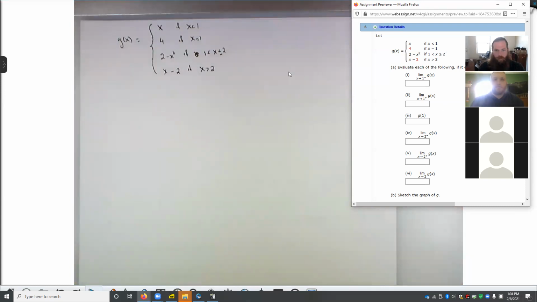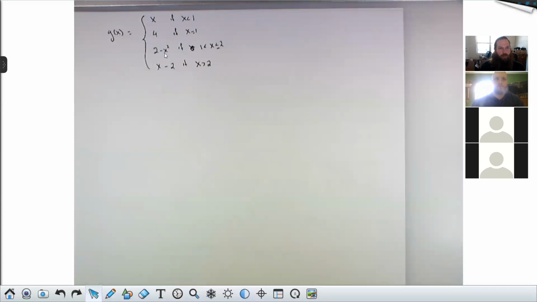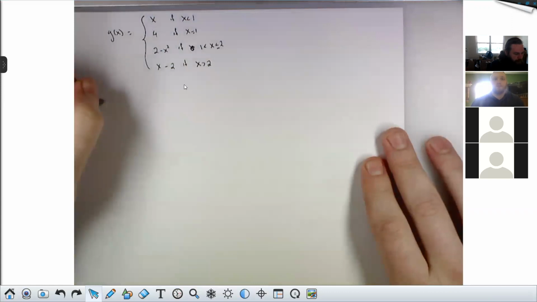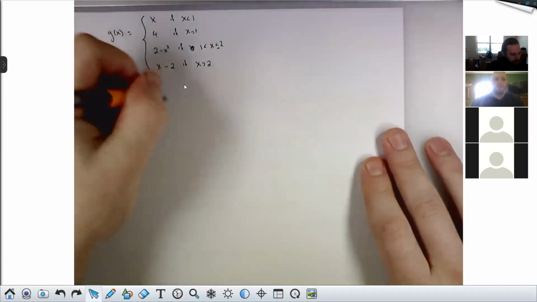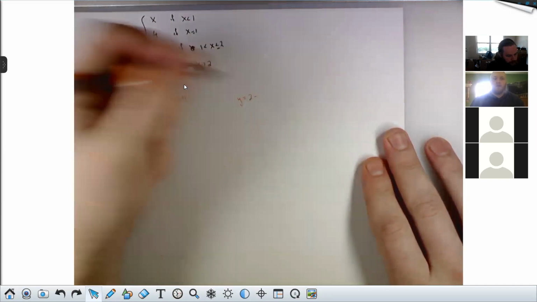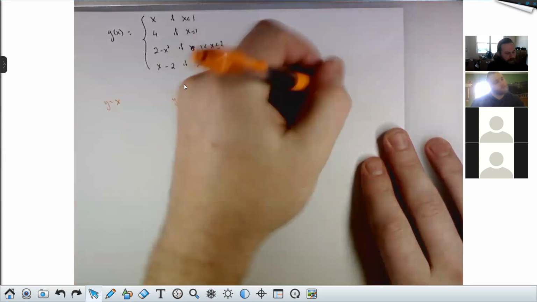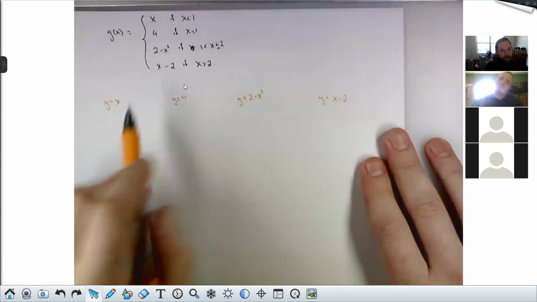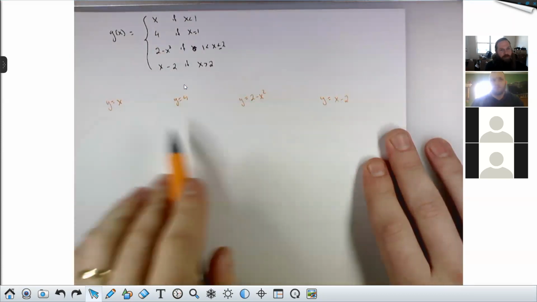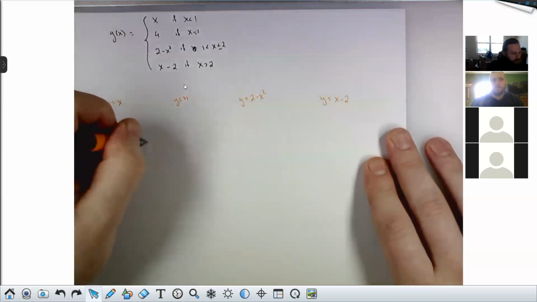All right. So what I would do to graph this, if you're not super comfy with graphing these, first thing I would do is graph each one of these functions on their own. That's what I'm going to start with. I'm going to start with the graph y equals x, the graph y equals 4, the graph y equals 2 minus x squared, and the graph y equals x minus 2. Because the way we get the graph of this function is kind of by stitching the graphs of all these guys together. And I'm just going to do real simple sketches down here.